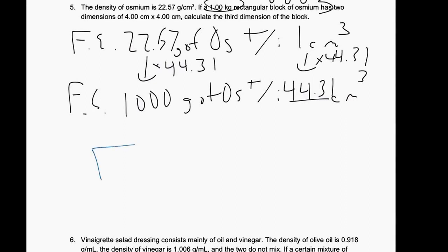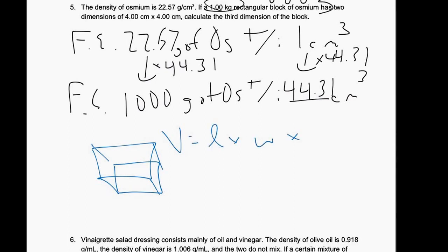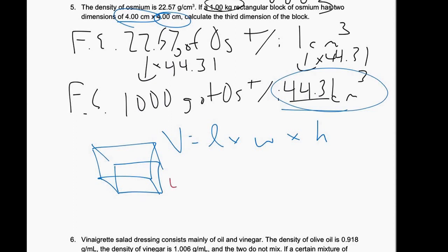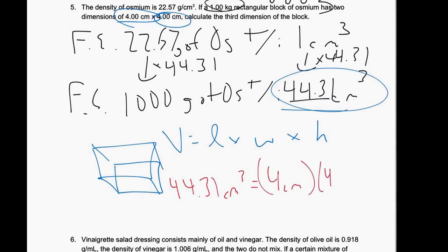Here's the thing. This is a block, right? And we've dealt with these things before. It has 3 dimensions. And to figure out its volume, you have to do length times width times height. Well, I have 2 of the dimensions right here. And I just solved for the volume. So now I know that 44.31 centimeters cubed is equal to 4 centimeters times 4 centimeters times the height.